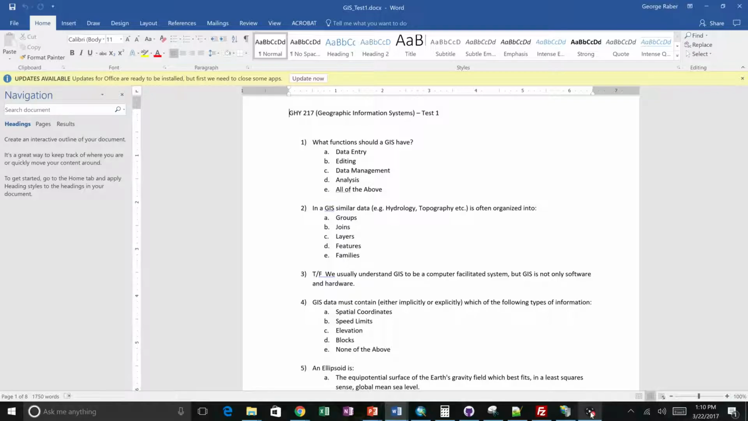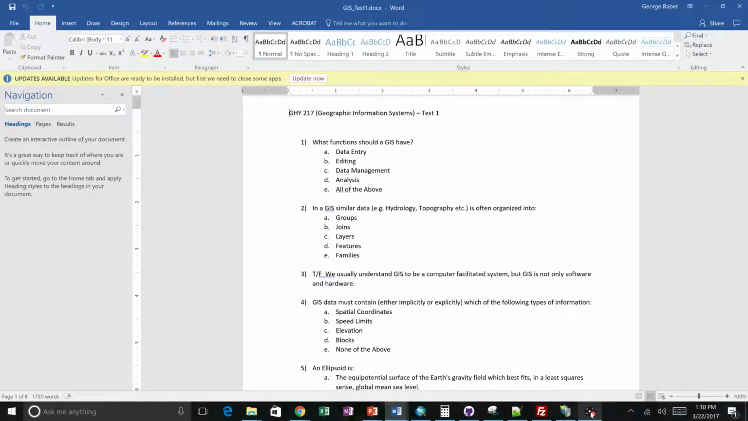So the correct answer is all of the above. So GIS, that was Keith Clark's definition we went over the first day, was that it could do data entry, editing, data management, analysis. Those were all things that a GIS could do with spatial data. So the correct answer was all of the above. And that was the answer. All the questions are the same because it's a multiple choice test. All right, let's go through this a little bit faster, I guess.